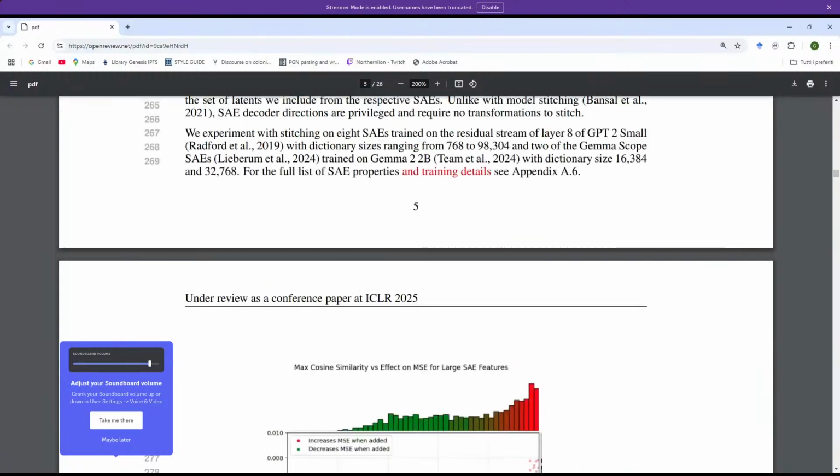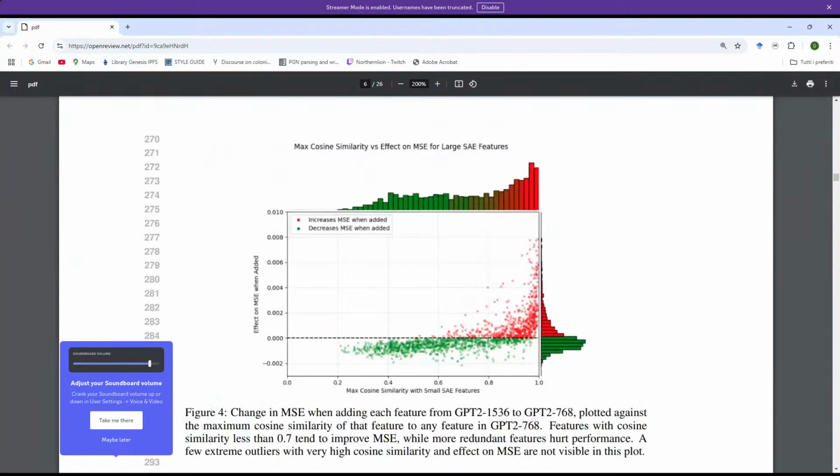Yeah, I don't know if anyone has any questions about the stitching SAE part.